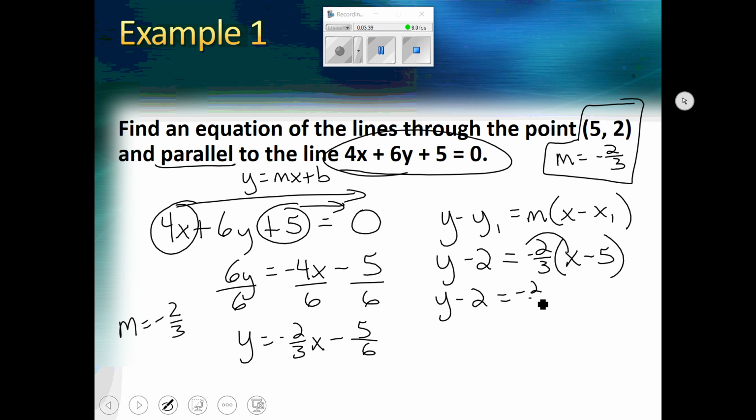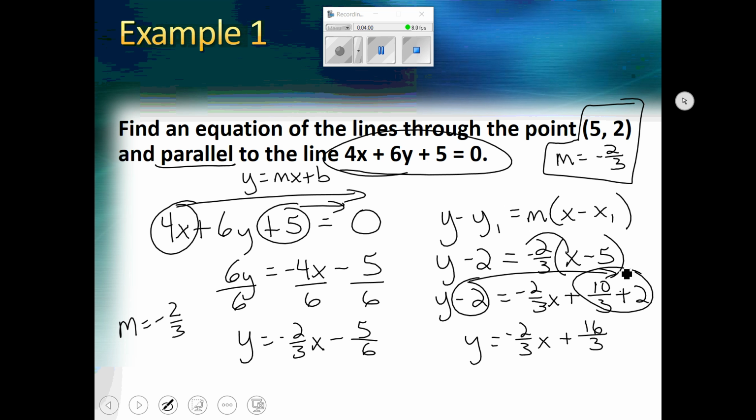So -2/3 x plus, I believe that's going to be 10/3. And then we're going to add 2 on this side. So I believe that's going to be -2/3 x + 16/3 if you add these two together. So now it's in slope-intercept form. y = mx + b. Okay?